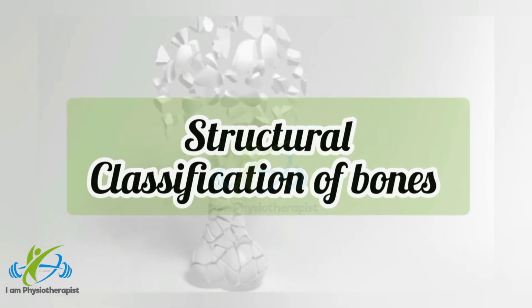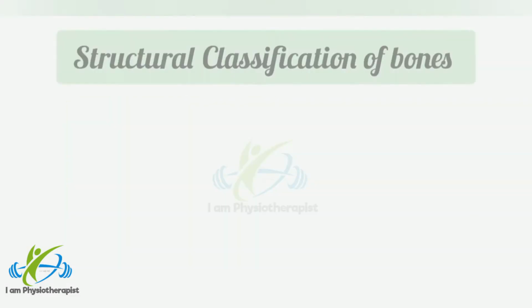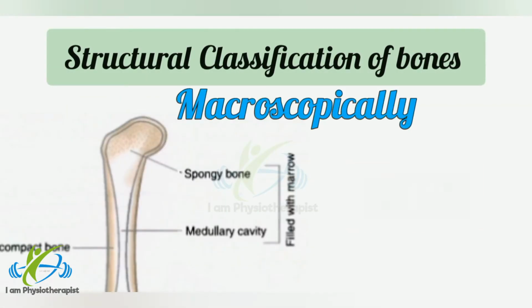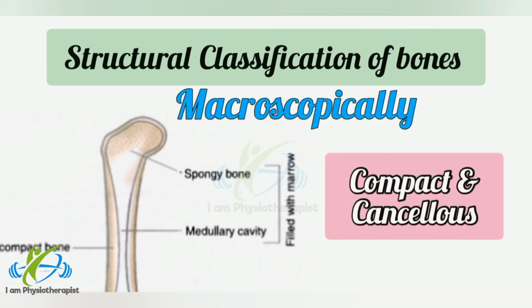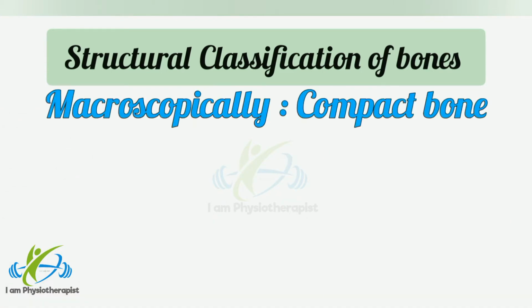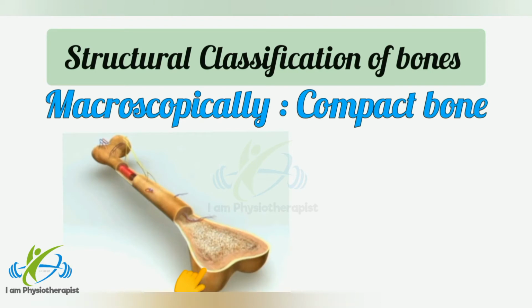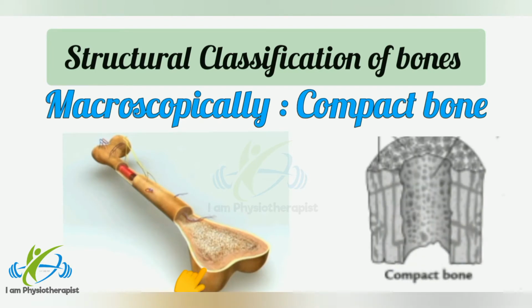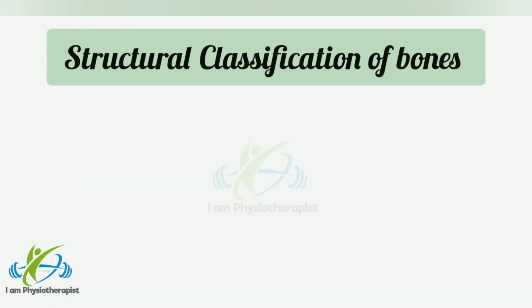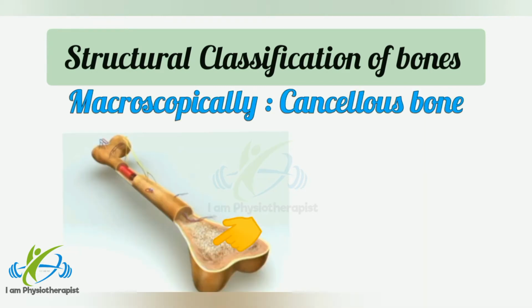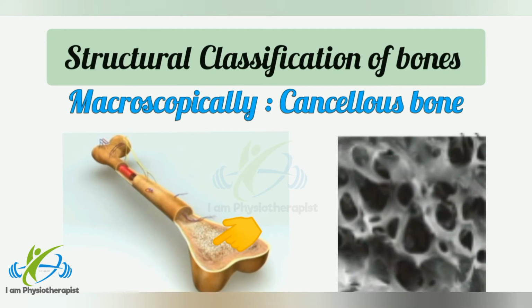Structural classification of bones. Macroscopically, the architecture of bone may be compact or cancellous. Compact bone is dense in texture, but is extremely porous. It is best developed in the cortex of the long bones. Cancellous or spongy bone is open in texture, and is made up of a meshwork of trabeculae.